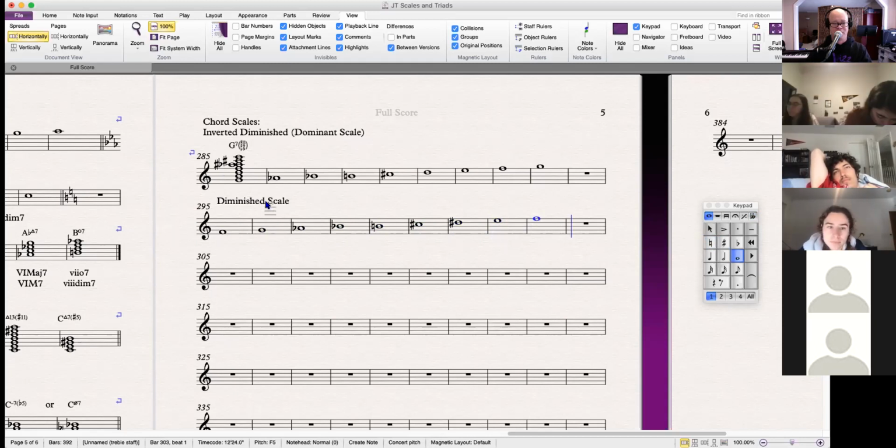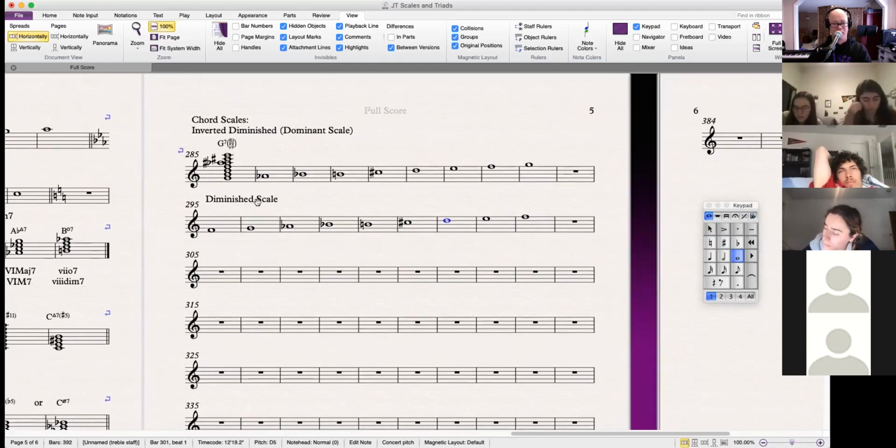So diminished scale we said was symmetrical, whole, half, whole, half. This is half, whole, half, whole. This is whole, half. So whole step to G, half step, A flat, whole to B flat, half to B, whole to C sharp, oops. Sorry about that. Half to D, whole to E, and then half to F, okay? Diminished quality scale.